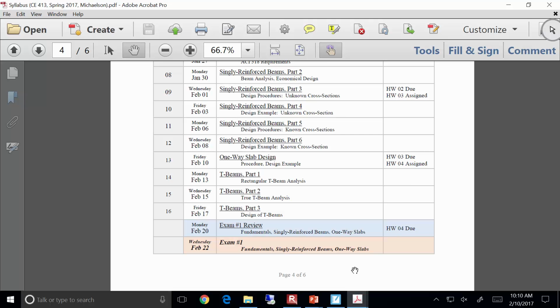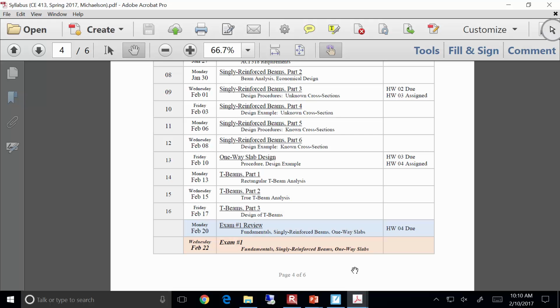So hold on. Hey. Would Friday be beneficial? The 24th. Would that be fine? Okay. I will do that. I will not add material to the exam by delaying it. Okay. We do one-way slab design and then we're done. That is exam 1.